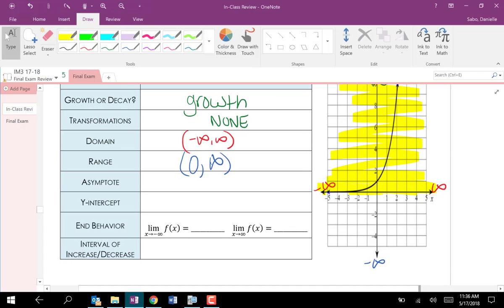Okay. This is going back to like the beginning of the semester, but we did it last semester too. Does anyone remember what an asymptote is? Because that's something that y equals something. But what is it?